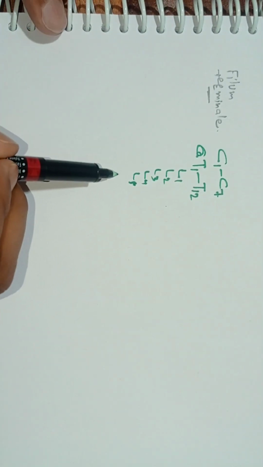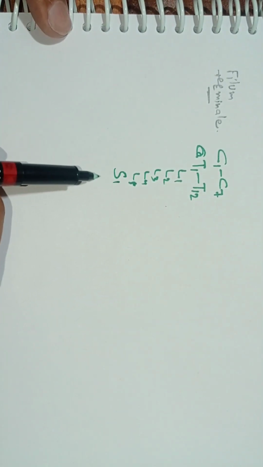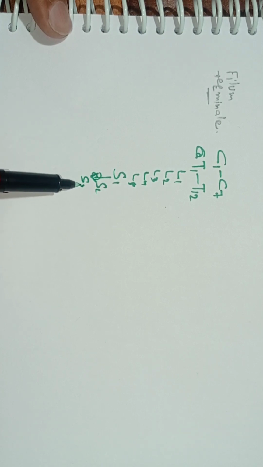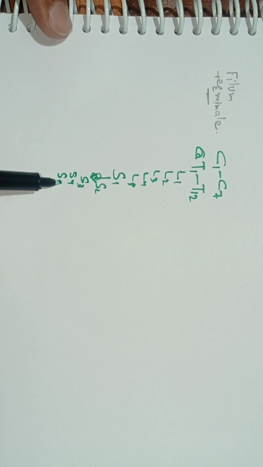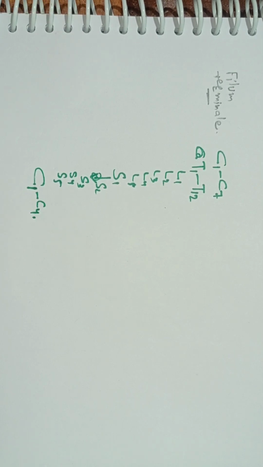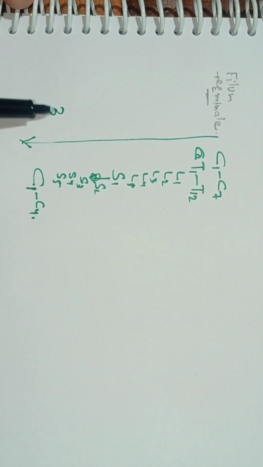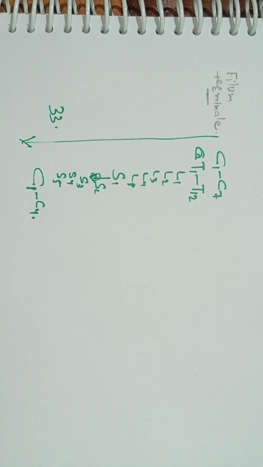Then we have the sacral, 5 as well, 1 to 5: S1, S2, S3, S4, and S5, and we have the coccyx 4, that is C1 to C4. Total, these are 33 vertebrae. So far it's clear.